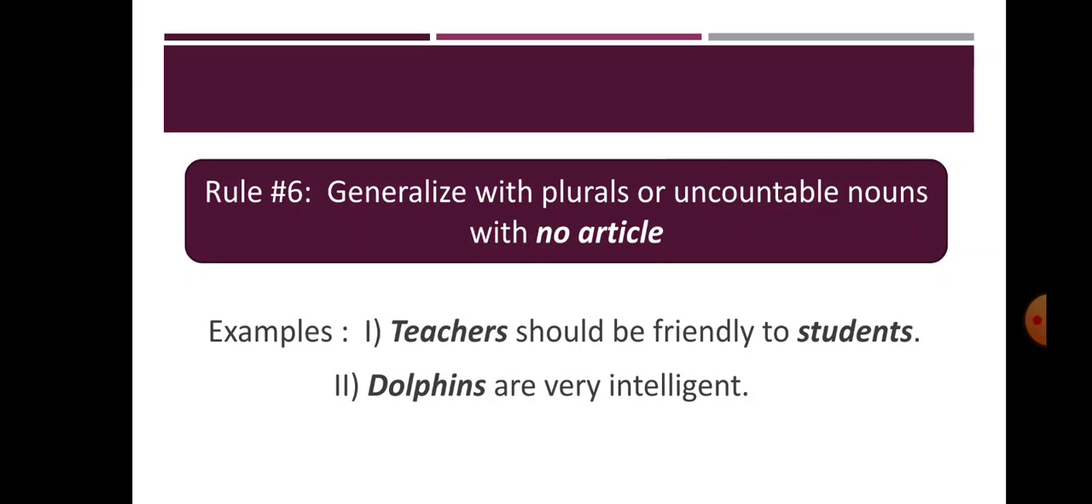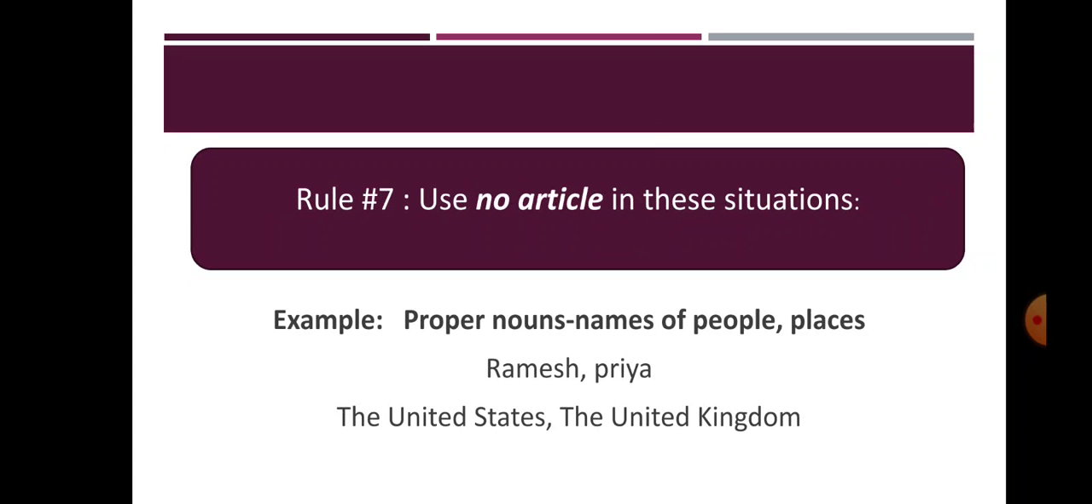Look at the example here. Teachers should be friendly to students. Here we are talking about any teacher, not any particular students. We are saying that all teachers should be friendly to all students. Next example, dolphins are very intelligent. Dolphins is a plural noun. We are using it here to say generally that all dolphins are intelligent. Got it? Let us move to the last rule, the 7th rule.